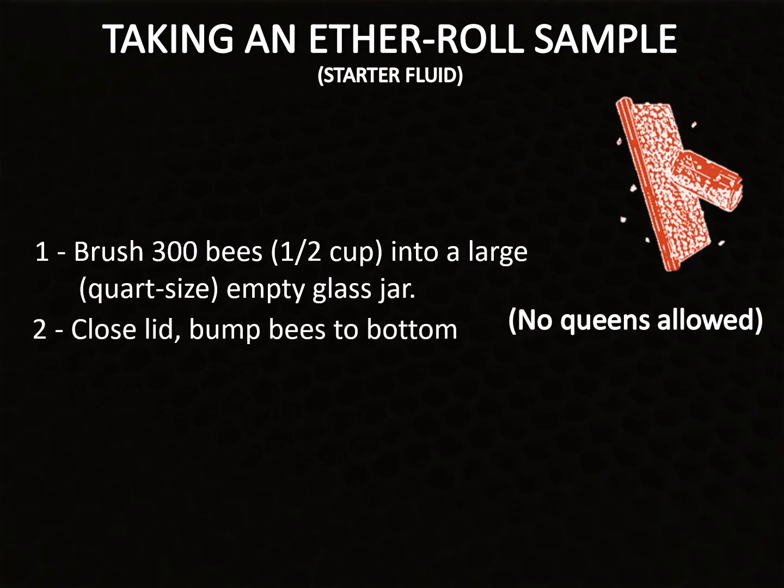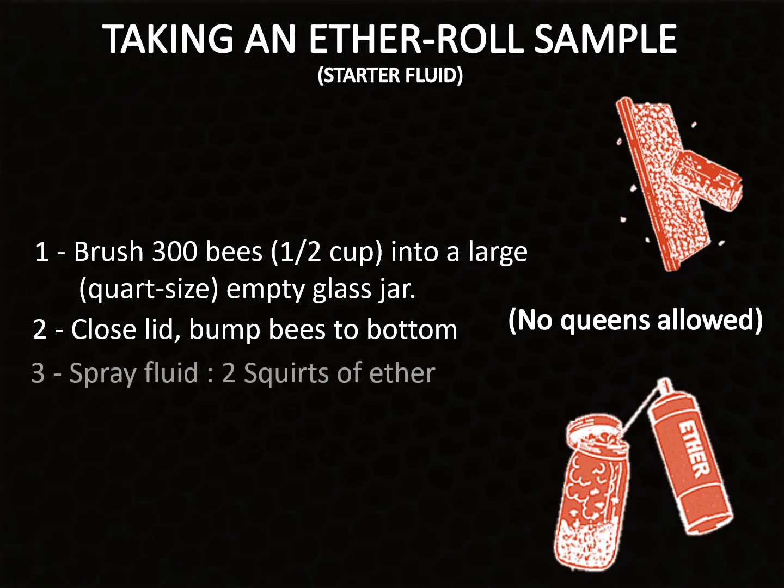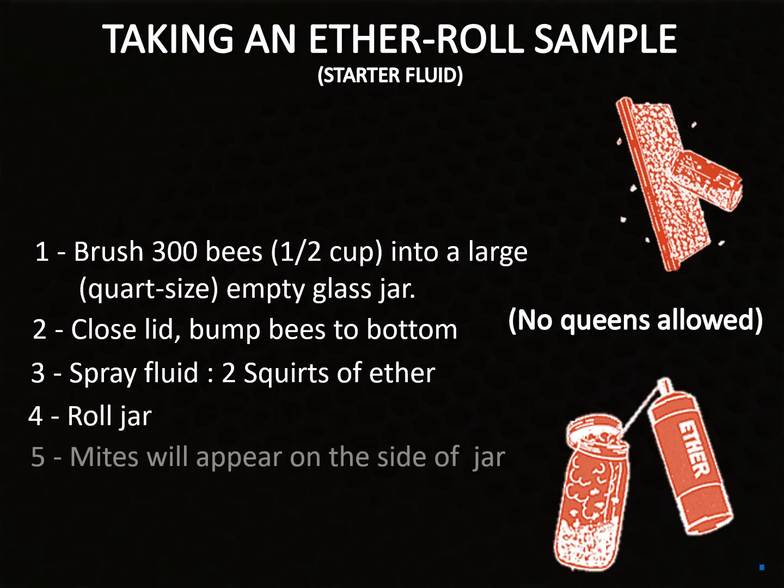Close the lid, bump the bees down, open the lid real quick, squirt in some ether. You don't even need a screen top for this. Squirt in some ether, a couple of squirts of ether, close the lid back and just roll the jar, and then count the mites that accumulate on the inside sides of the jar.